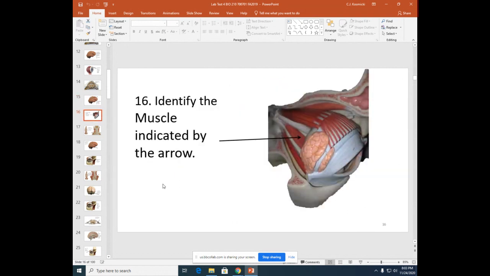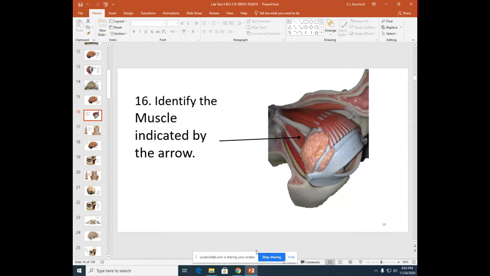Here we go. Identify the muscle. Look, I'm even telling you, okay? Identify the muscle indicated by the arrow. Now, this is a tough one because you have to get yourself oriented to the perspective here. Am I at the top? Am I below it? Is it medial? Is it lateral? Is it superior, inferior? What I would suggest is this white structure right there, that's the optic nerve. So you want to get your bearings and see where everything is in relation to the optic nerve.